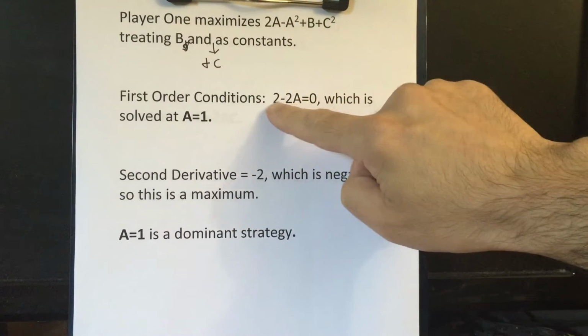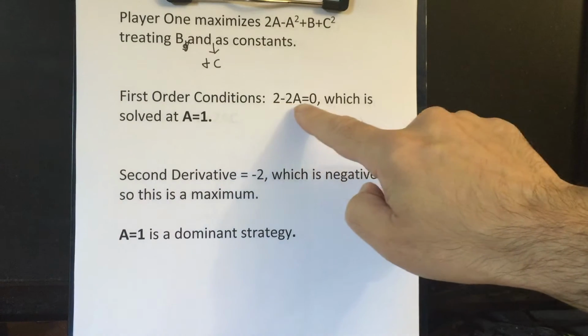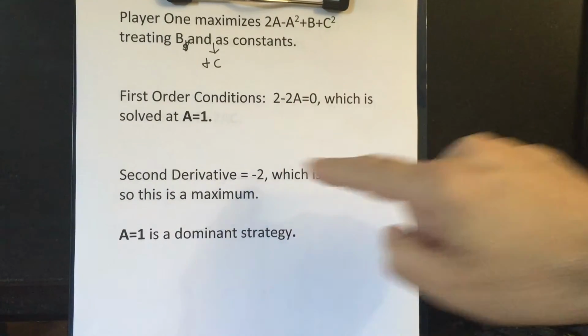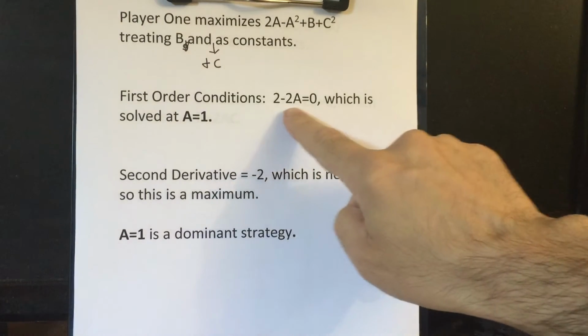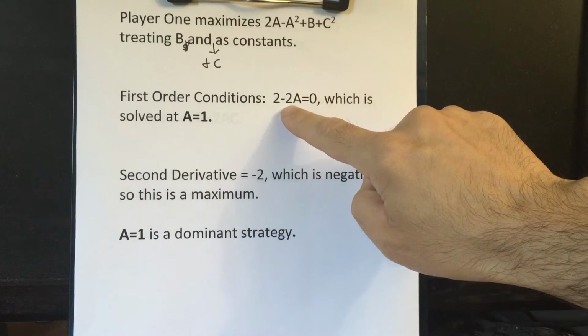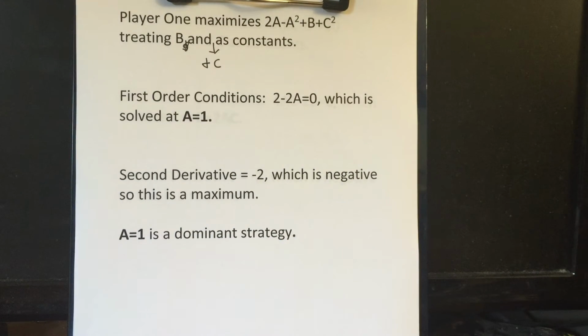We get first order conditions of 2 minus 2a equals 0, which are solved at a equals 1. Then we check the second derivative to make sure that we found a maximum and not a minimum. We take the derivative of this, we get negative 2, which is negative, so we found a maximum. We solve first order conditions by setting a equal to 1, and that turns out is a dominant strategy.